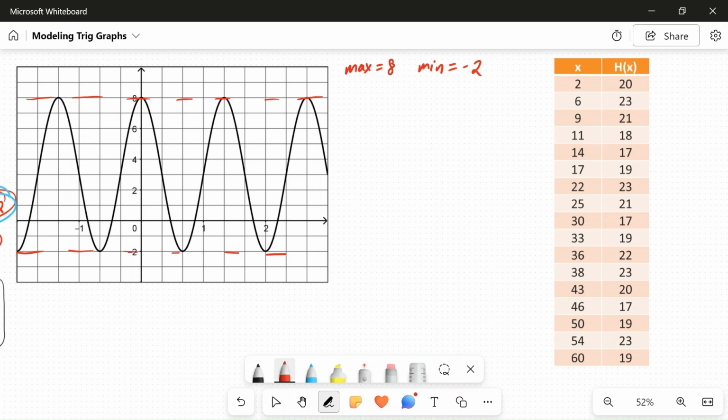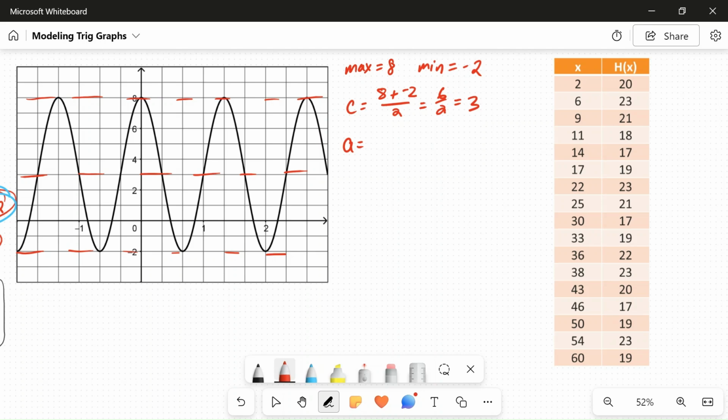Okay, so from that we can find the midline. Remember, the midline is the max plus the minimum over 2. So 8 plus -2 over 2 would be 6 over 2. So our midline is 3. So if we draw that in there, that definitely looks like it is right in the middle.